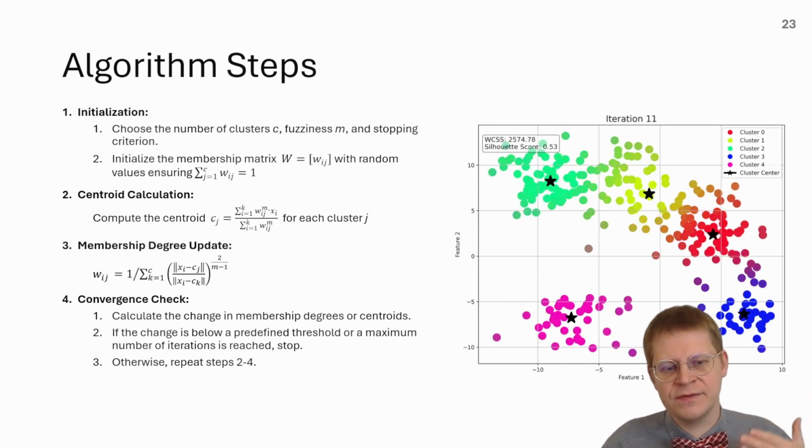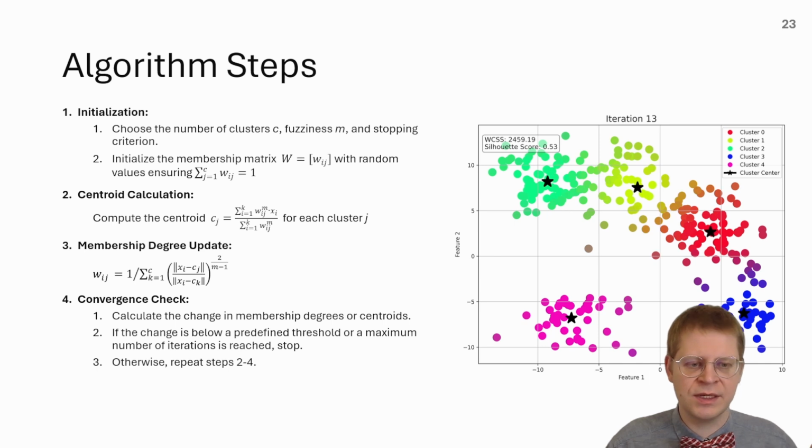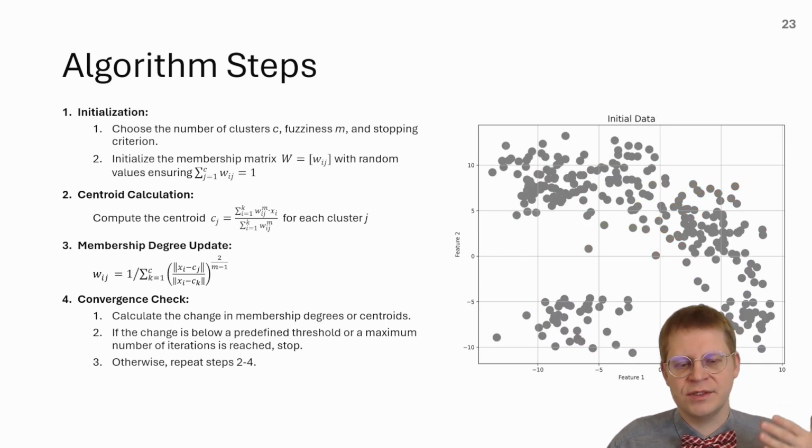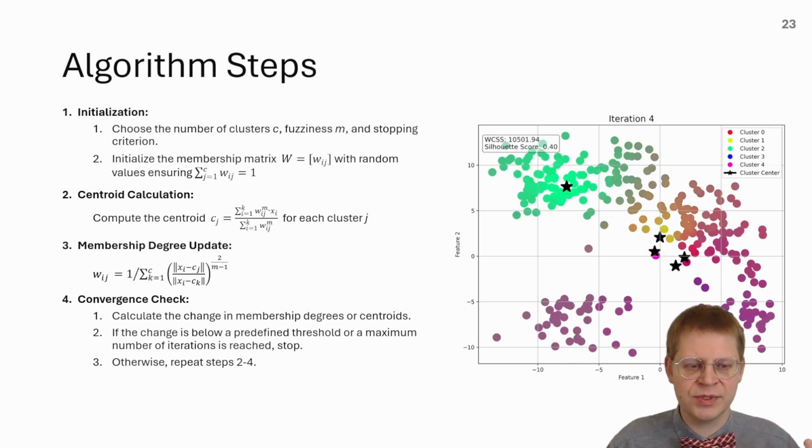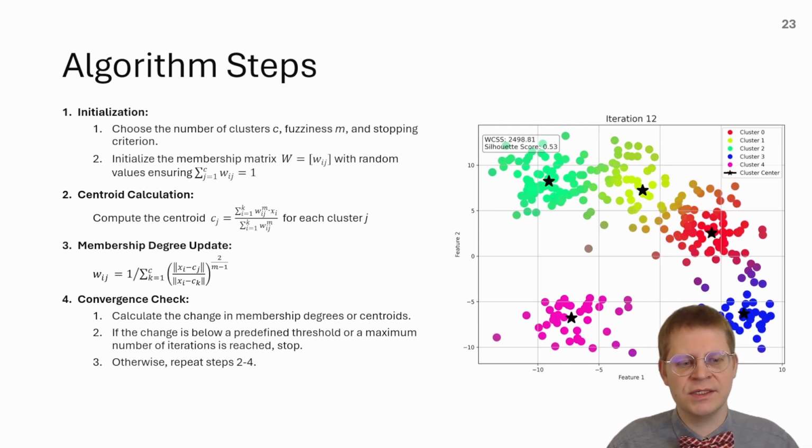The plot on the right visualizes Fuzzy C-Means in action. Notice how the data points have different shades of color representing their membership degrees in multiple clusters. This overlapping nature makes Fuzzy C-Means ideal for datasets where boundaries are ambiguous.